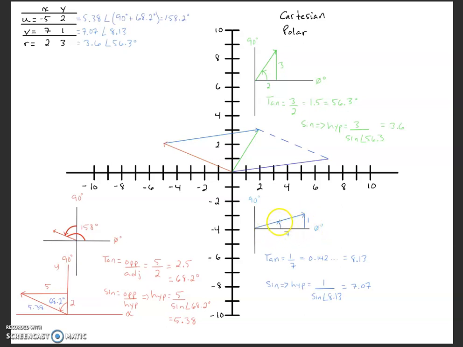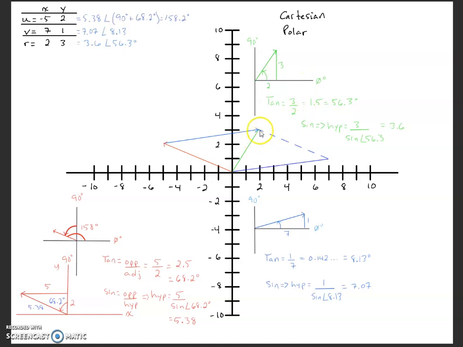So from this point, because we're solving for this angle in here, the 1 becomes the opposite, 7 becomes adjacent. I'm just abbreviating everything in here as we move forward. Gives us 0.142, yada yada. Gives us 8.13 degrees. And then to find the hypotenuse, we have 1 over sine, which gives us 7.07. So we know this has a magnitude of 7.07.